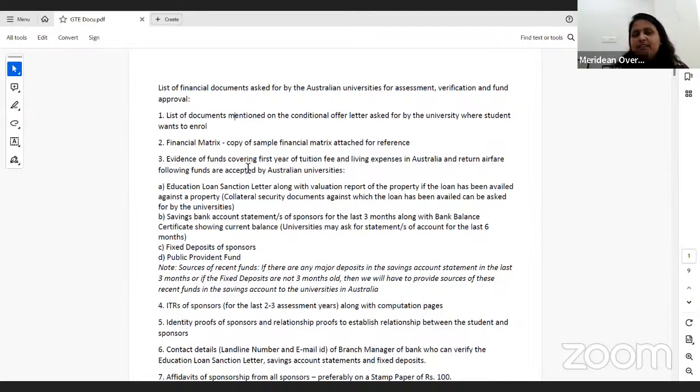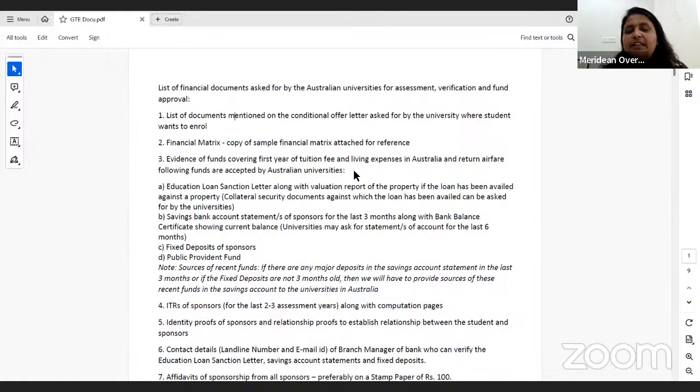In this financial matrix, definitely you have to show funds. We are looking for evidence of funds for first year tuition fees, living expenses, and return airfare. These three things we are looking at. Suppose you are going for a master's program of 2 years, or a bachelor's program of 3 years, or an honors program of 4 years. But at the time of admission, at the time of GTE submission, you need to show 1 year tuition fees, 1 year living expenses, and your return airfare.